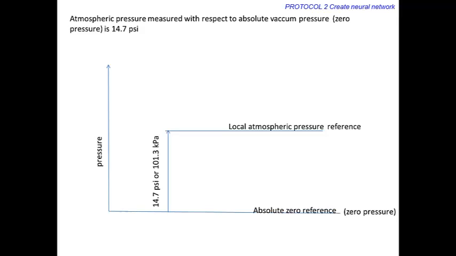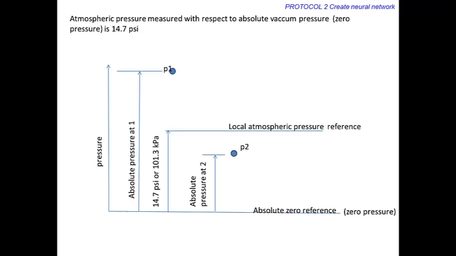For example, consider a pressure P1 higher than the atmospheric pressure. If this pressure is measured with respect to absolute zero as reference, it is called absolute pressure. Now, consider pressure P2 less than atmospheric pressure. As we discussed earlier, if this pressure is measured with respect to absolute zero reference, this is also absolute pressure.